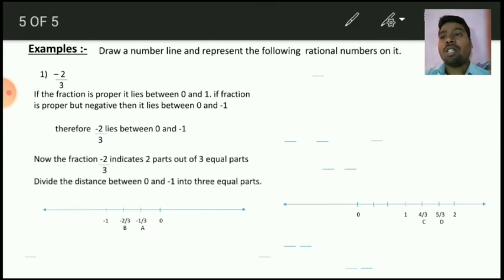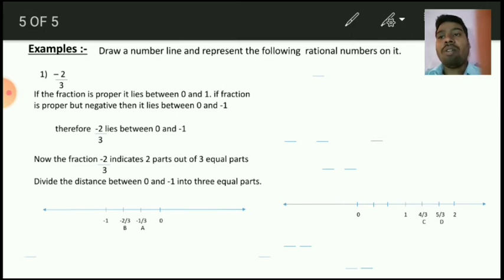Now the fraction -2/3 indicates 2 parts out of 3 equal parts. So divide the distance between 0 and -1 into 3 equal parts. See the number line. The first is 0, then -1/3, second is -2/3, and last is -1.